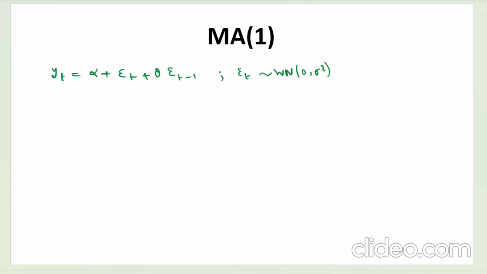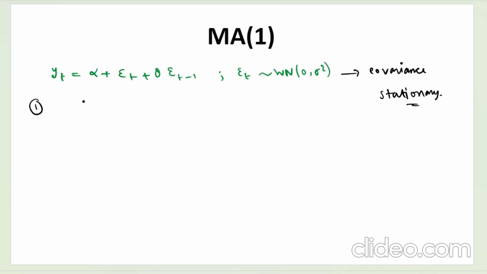Now only one thing remains for me to show you, that this process is covariance stationary. This is the only thing left to show, because I have told you that the process we will be learning today will be a covariance stationary process. So let us show that this will be covariance stationary. I have written this process, and epsilon t follows white noise. So this is the MA(1) process.